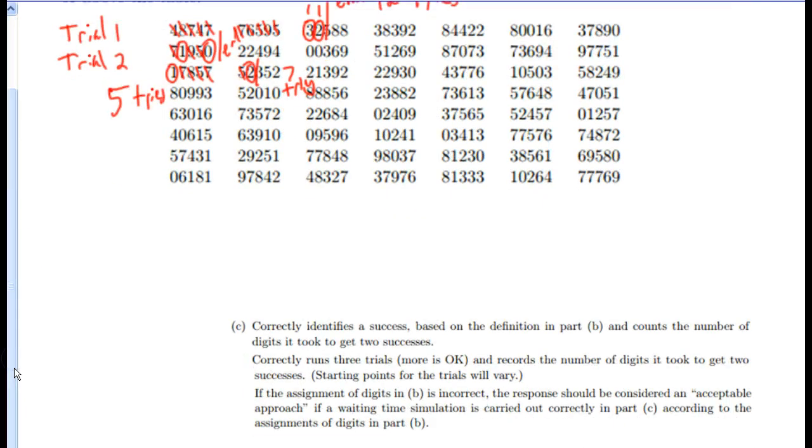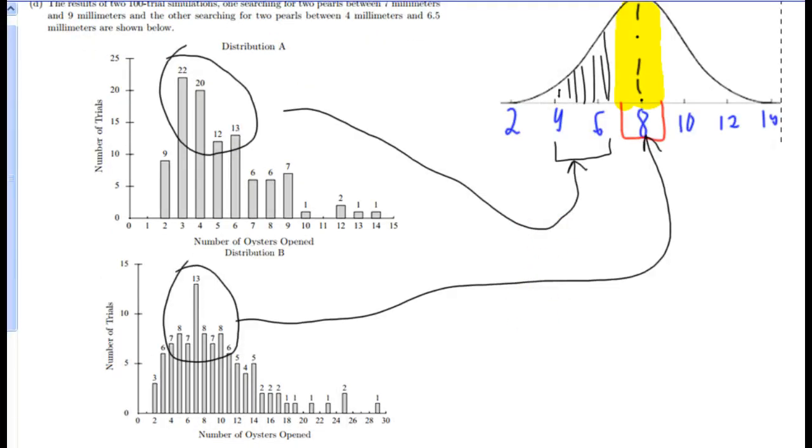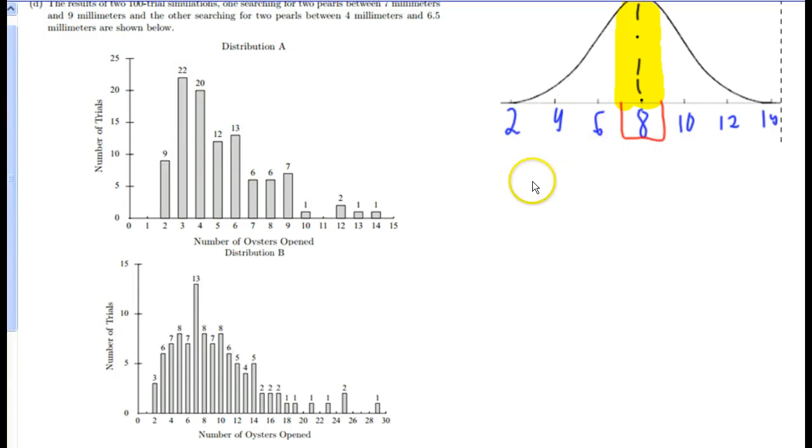So you do 3 trials, correctly run 3 trials. More is okay, and an acceptable approach. Okay, so those 3 really not too bad. Okay, sorry about that. Ignore that for a second.